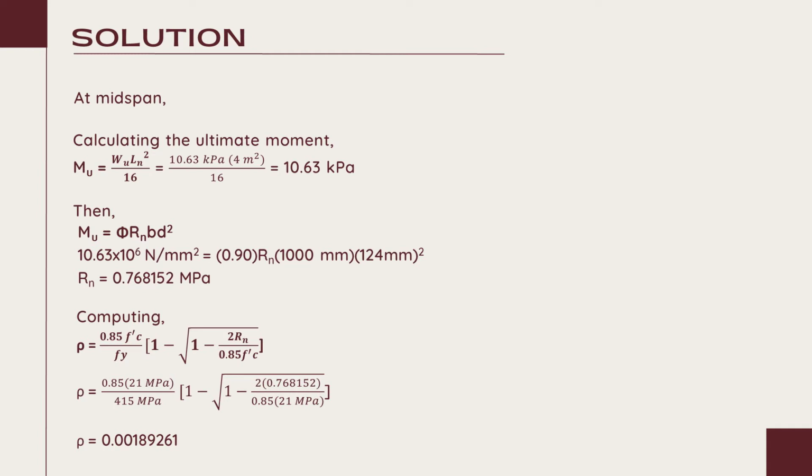Then, using the computed ultimate moment to solve for concrete design ratio or the variable Rn, ultimate moment is equal to the product of reduction factor, concrete design ratio, length of the considered slab strip, and the square of the depth. The concrete design ratio is equal to 1.229044 megapascal. Finally, using the computed concrete design ratio, the reinforcement ratio can be computed.